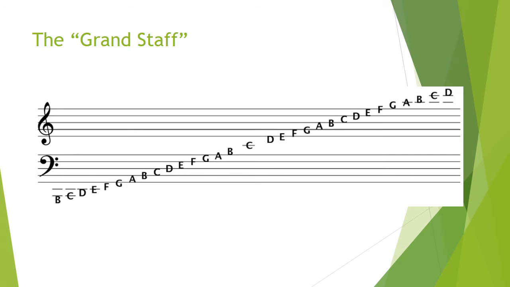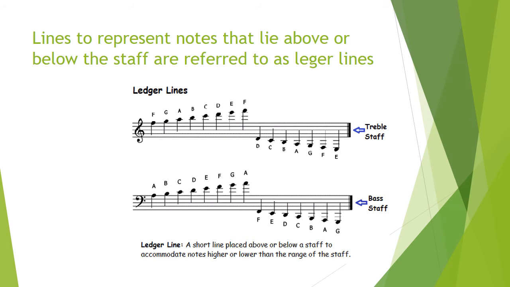So when we need to represent the lines or the notes that lie above or below the staff, we refer to them as ledger lines. And we can see some examples there below, going above the treble clef and also going below it, and also in the bass clef going above where we normally look at notes on the bass, and below.